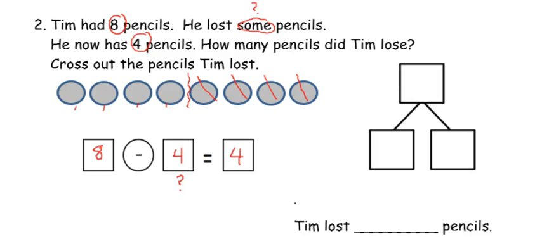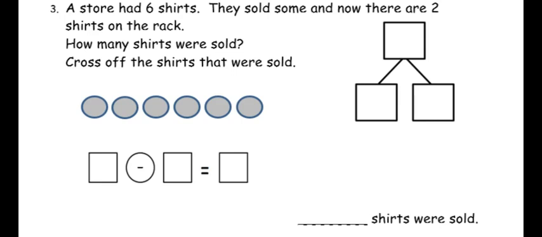And again, the number bond is just there to show how we're decomposing the 8 in this situation. So we had 8. He had 4 pencils at the end. He lost 4 pencils. And now we can fill in our answer statement. Tim lost 4 pencils. Let's look at one more example.